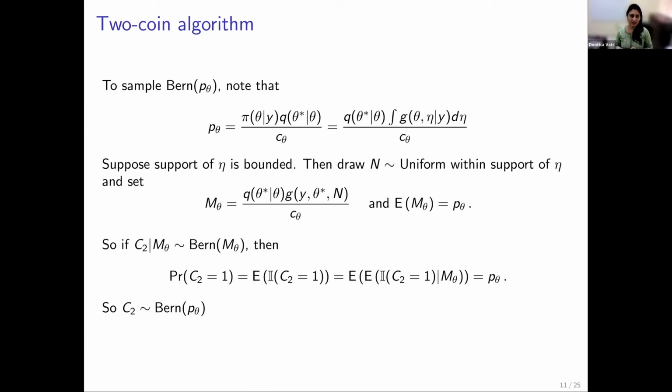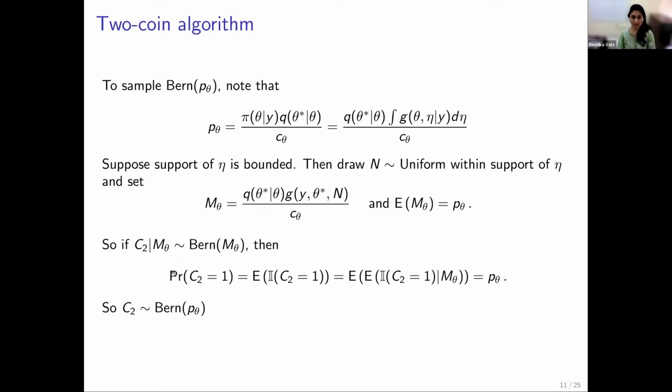Which means if I draw a second coin, C2 given m theta, as Bernoulli m theta, then the probability that C2 is equal to 1 is the expectation of the indicator that C2 is equal to 1. Then I use iterated expectations and I condition on m theta. Now this inside expectation is p theta. And so now I just get p theta back. So the marginal distribution of the C2 coin is Bernoulli p theta once I condition on m theta.